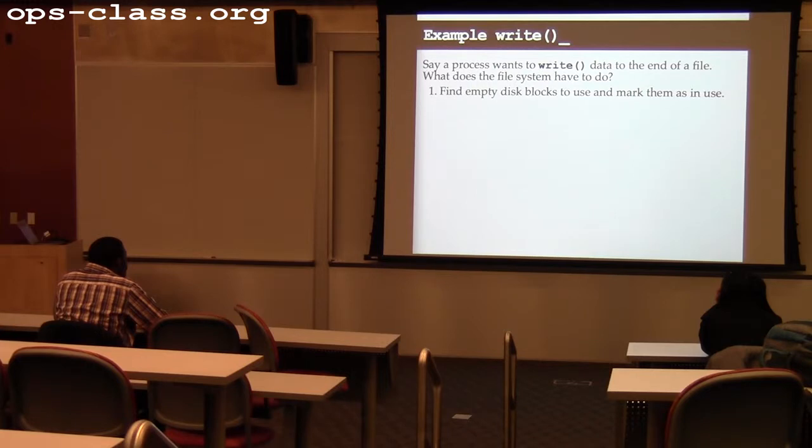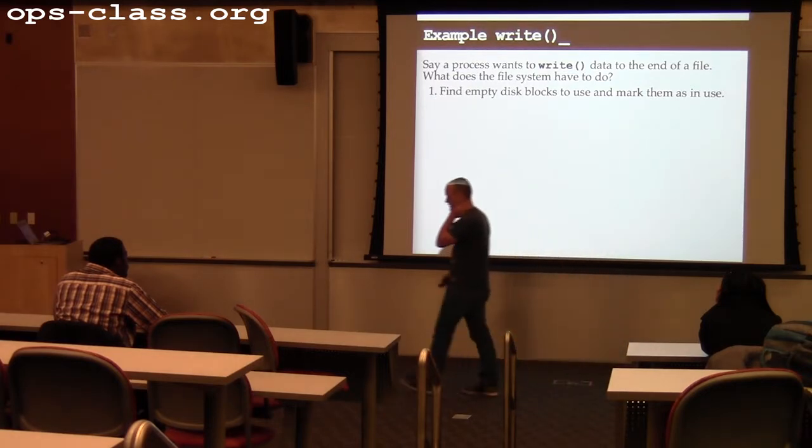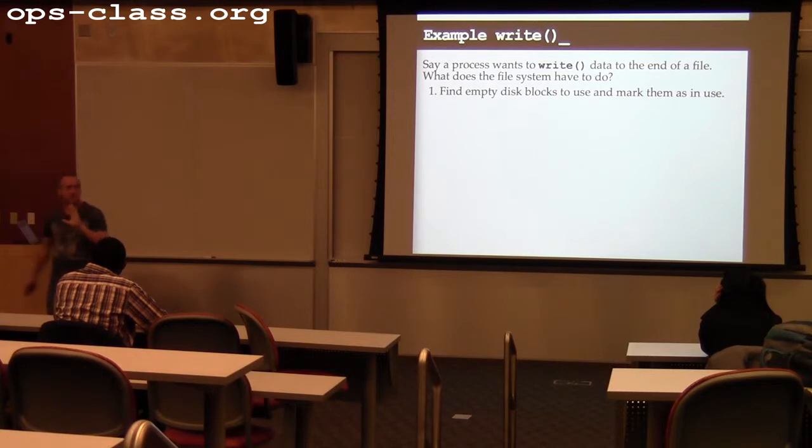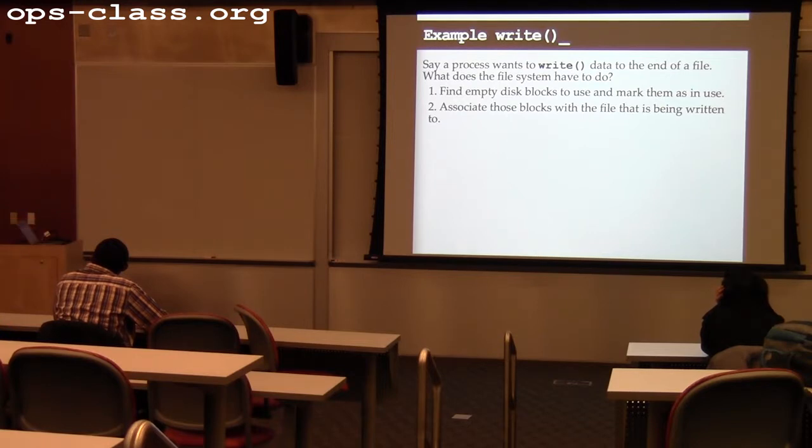What else do I need to do? Bethany. Find a way of saying for the first part of the file, there's more after. Yeah, so I need to associate these disk blocks with that file, because these disk blocks are now part of the file. And I probably need to have some way of retrieving for a file the ordered list of disk blocks that store its contents. So whatever data structure I'm using to associate the blocks with the file has to be updated. What else? Greg?